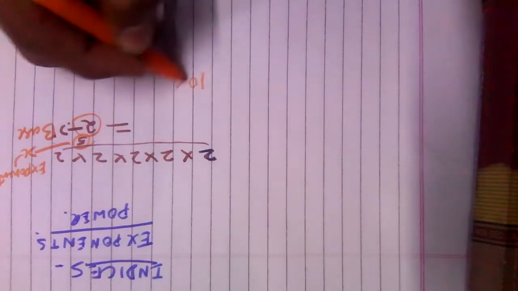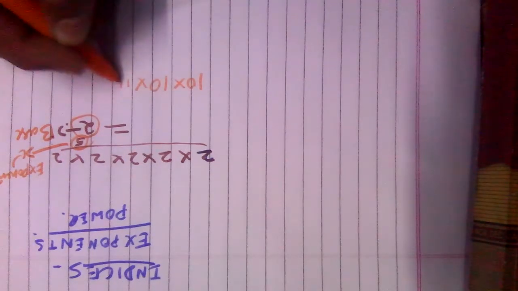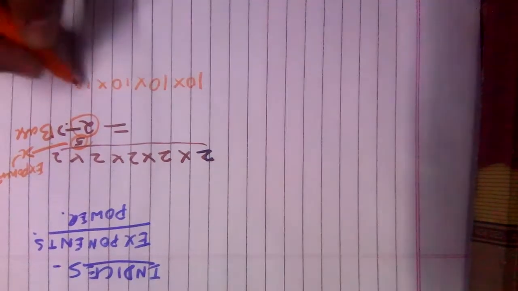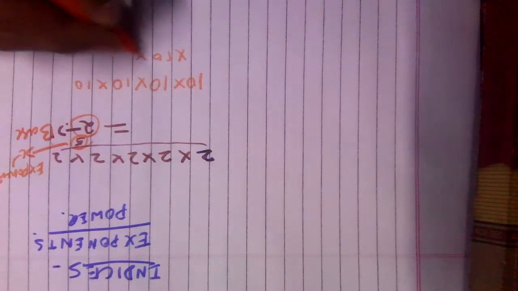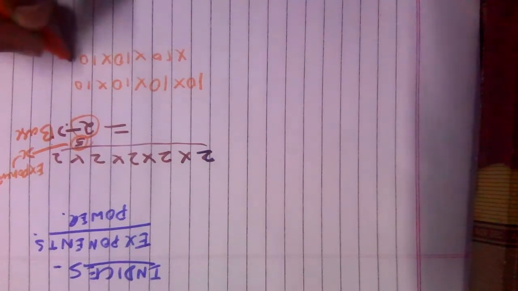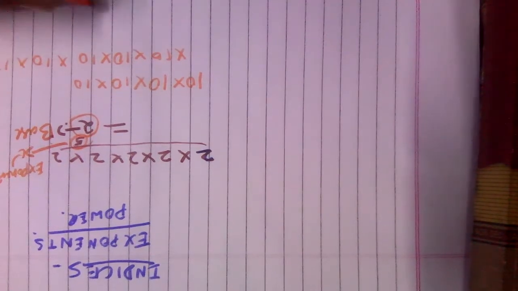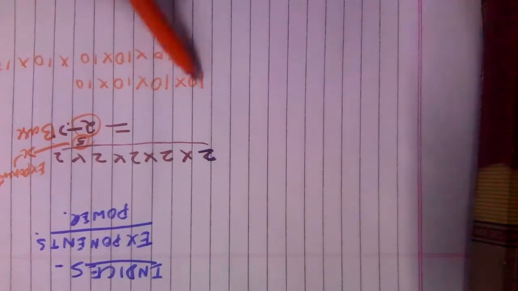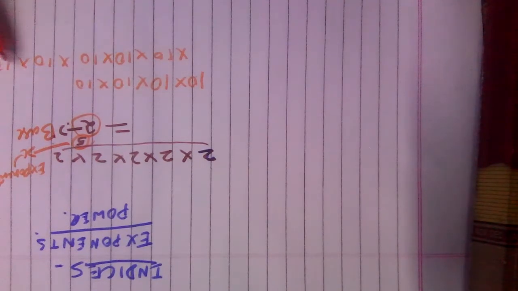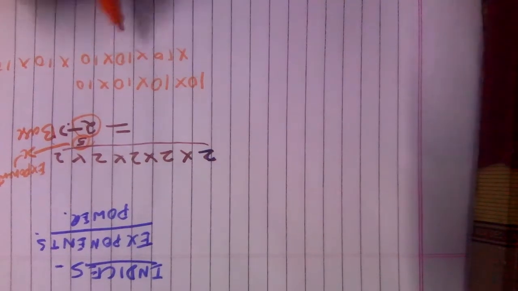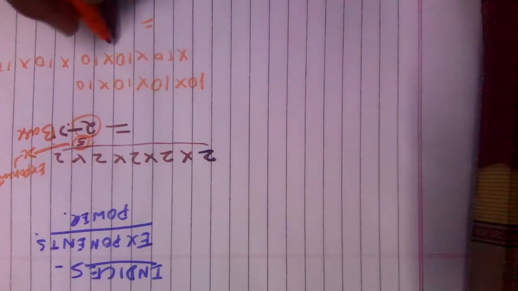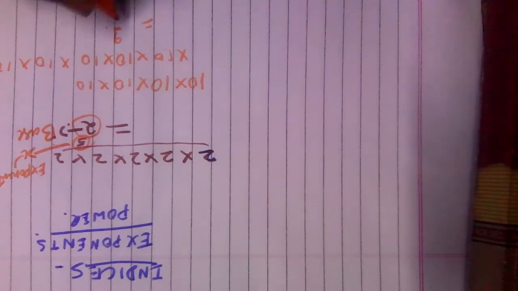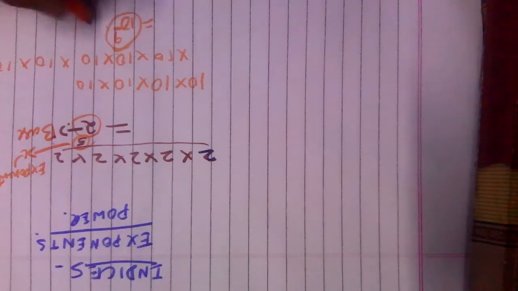Let it be 10 into 10 into 10 into 10 into 10 into 10 into 10 into 10 into 10, and there is another 10 here. So how many 10s are there? 1, 2, 3, 4, 5, 6, 7, 8, 9. 9 10s are there. So how many times the value occurs? It will be 9, which is the power. And what's the number repeated? It's 10. So 10 to the power of 9.